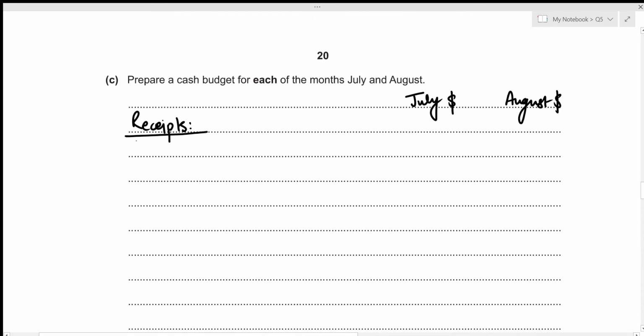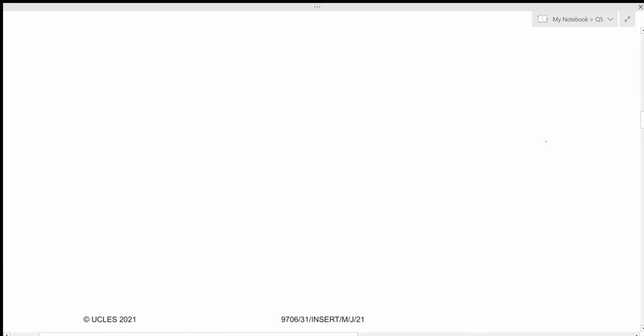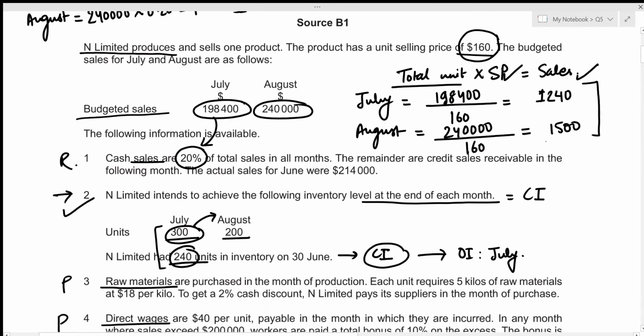So we have cash sales. For the month of July, we figured it out to be 39,680, whereas for the month of August, it was 48,000. Okay, let's go back to the information again.